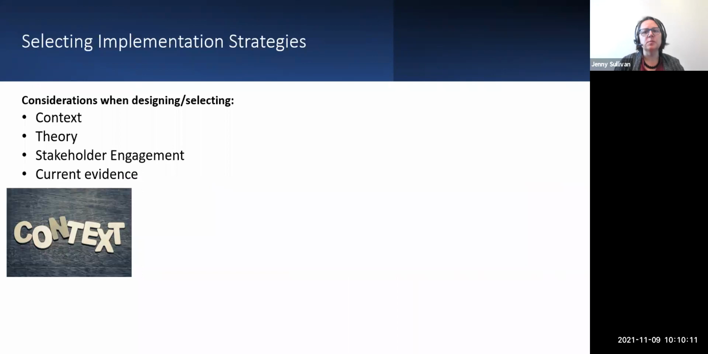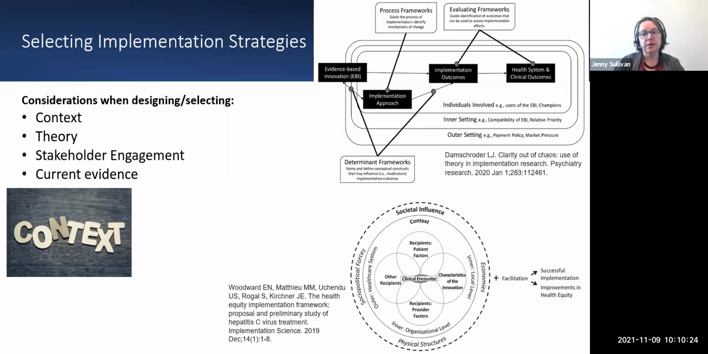So one of the first steps we need to do is select implementation strategies. And there are multiple considerations here, including the context of the organization in which you're implementing, and use of theory to help select strategies, like the various dissemination and implementation models, frameworks, theories, or approaches. I wanted to quickly highlight the health equity implementation framework, which is on the bottom right here on the slide, which suggests adapting certain components of the implementation effort increases the likelihood of improving health equity.